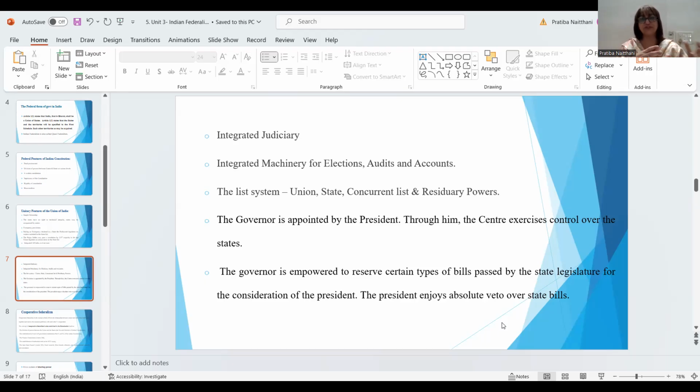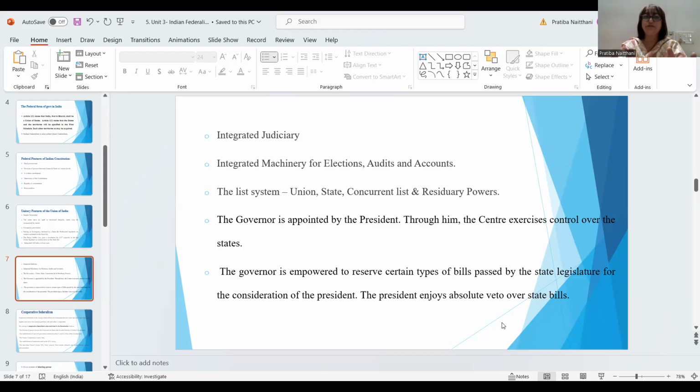Federation, that is division of power between the center and the states. Now, when the federation actually started working, some of the states were already created in 1947. By the time we adopted the Constitution, the states were already in place. But then we had to redraw the states, reorganize the states.